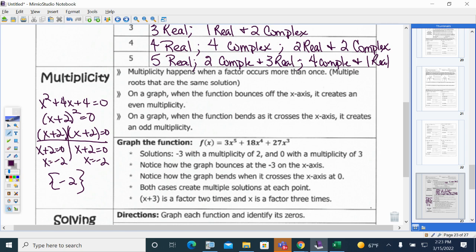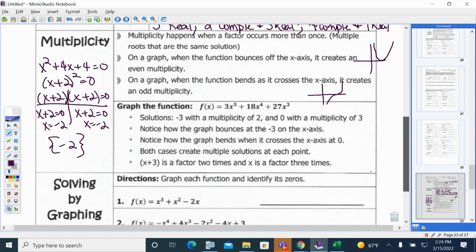On the graph, when a function bounces off the x-axis, it creates an even multiplicity. On the graph, when the function bends as it crosses the x-axis, it creates an odd multiplicity. So think about what that looks like. If it comes down and bounces off of the x-axis, that means there are an even number of multiple answers that happen at whatever that x value is. And then for bending as it crosses, it bends as it crosses the x-axis. It doesn't just go through it. It bends as it goes through.